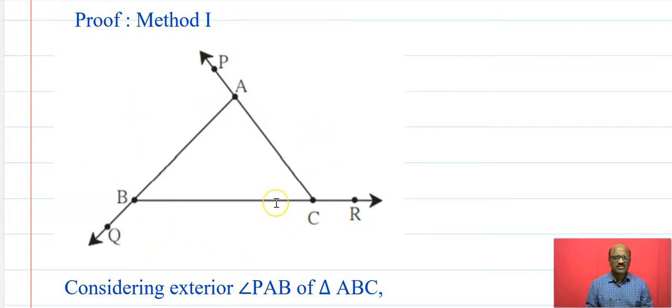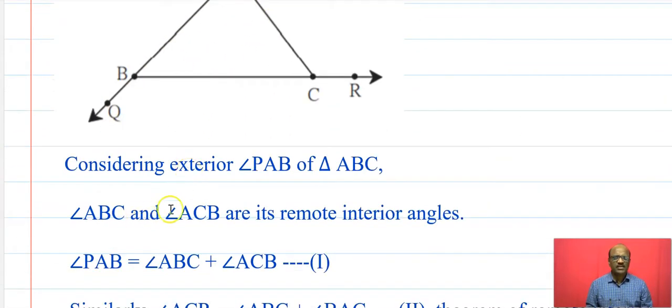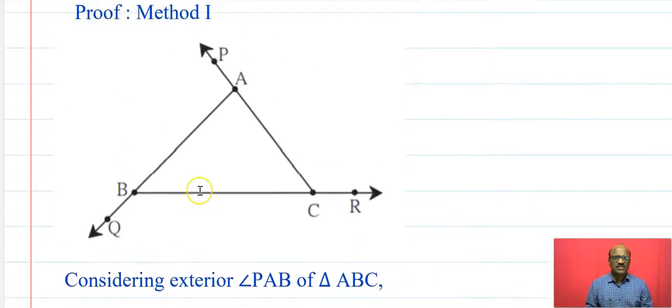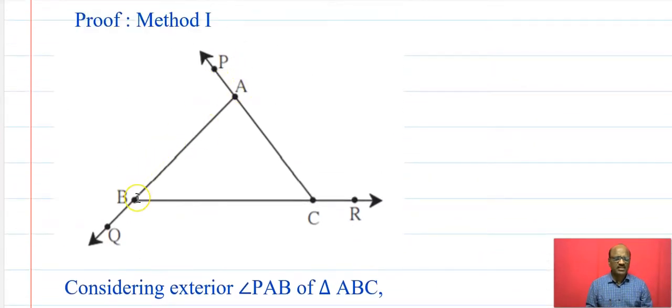Now consider the triangle ABC and the first exterior angle, that is PAB. Now the measure of this angle PAB. This is the exterior angle. The measure of this angle is equal to its remote interior angles.